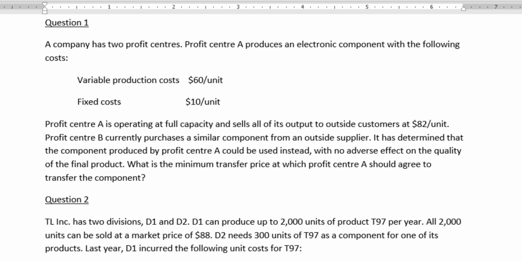Profit center A is operating at full capacity and sells out all of its output to outside customers at $82 per unit. Profit Center B currently purchases a similar component from an outside supplier. It has determined that the component produced by Profit Center A could be used instead with no adverse effect on the quality of the final product. What's the minimum transfer price that A should agree to transfer the component at?